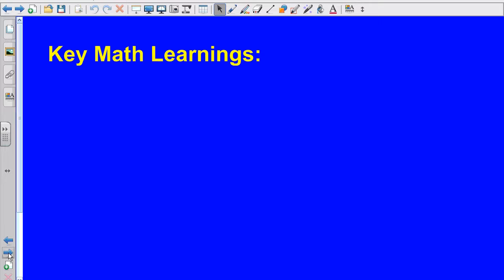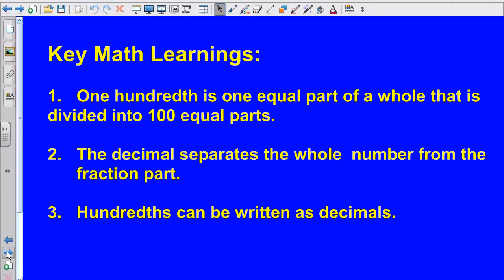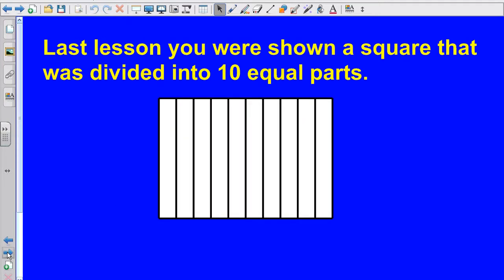So what we're doing here for our key learning is that a hundredth is one equal part of a whole that's been divided into 100. If you remember from the last lesson, we said a tenth was one equal part that's been divided into 10. The decimal point still separates the whole numbers from the decimals, and hundredths can be written as a decimal as well as a fraction.